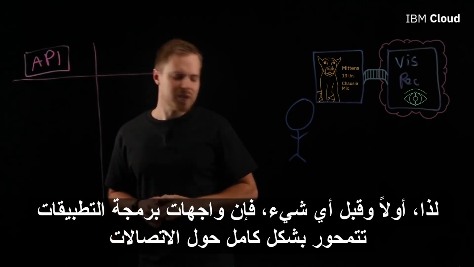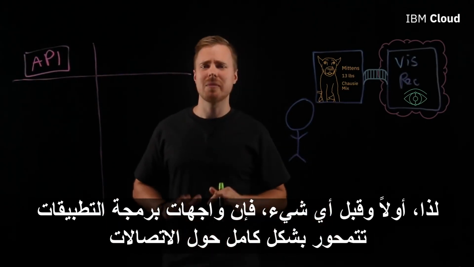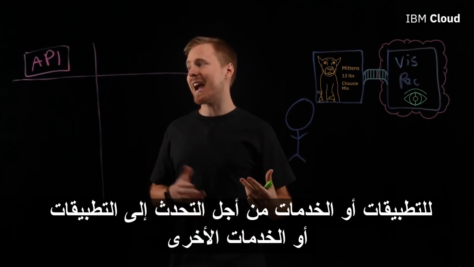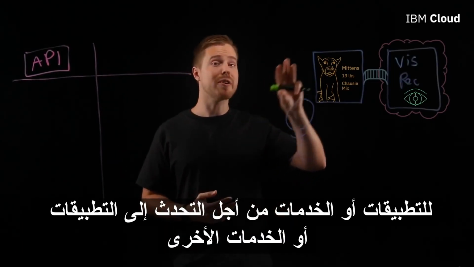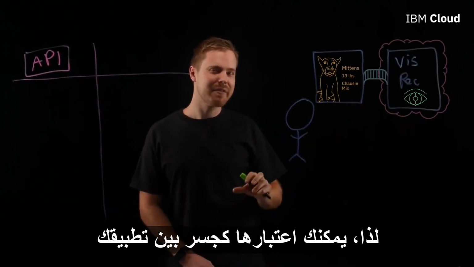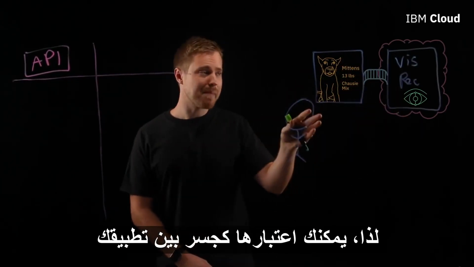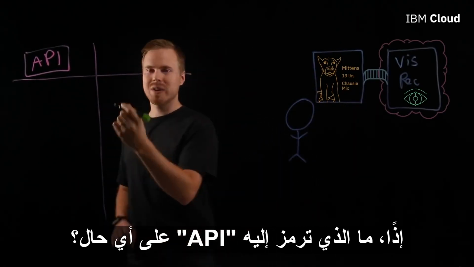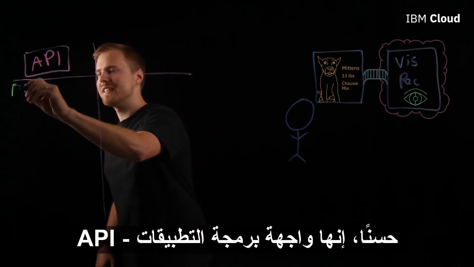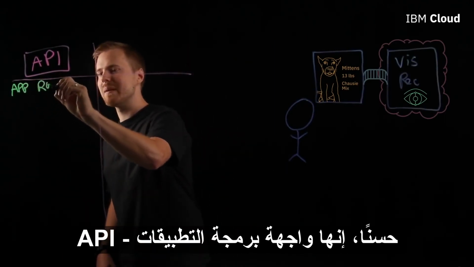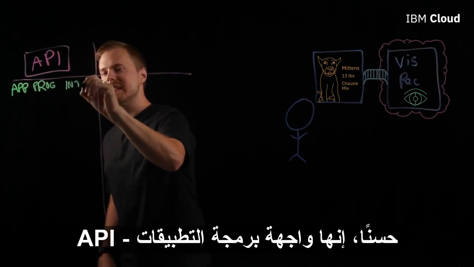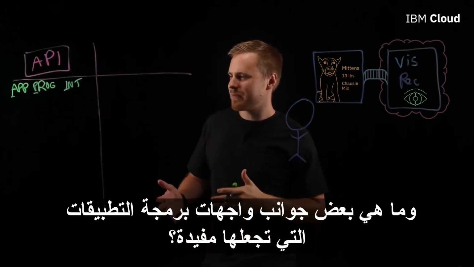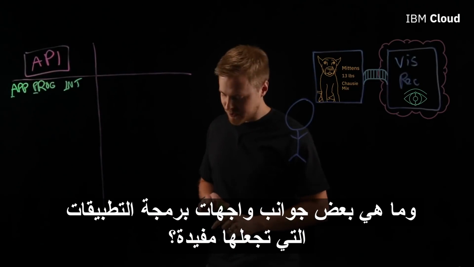So first of all, APIs are all about communication, right? They're a set of definitions and protocols for apps or services to talk to other apps or services. You can think of them like a bridge between your app and, say, this cloud-based visual recognition service. So what does API stand for anyway? Well, it's application programming interface, API.